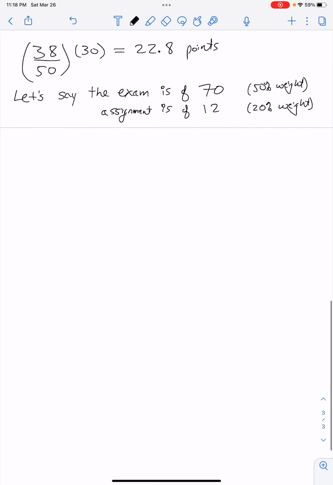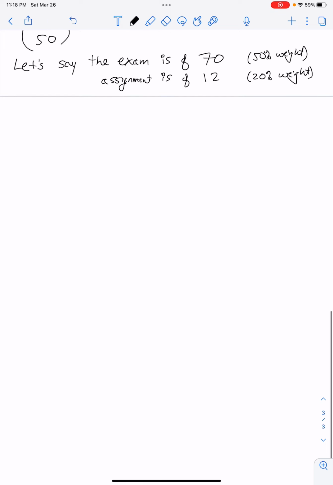So to handle this, arbitrary, we can make a test, we can make a problem set, we can make anything out of any number we want. It doesn't matter. It could be out of 200. It could be out of 5. And we can make it weigh anything in the overall course grade. So the way we do this is, okay, so we've got our exam, and that's going to be out of 70. So you get whatever it is out of 70 times 50 points. I'll just say points to make it kind of clear.